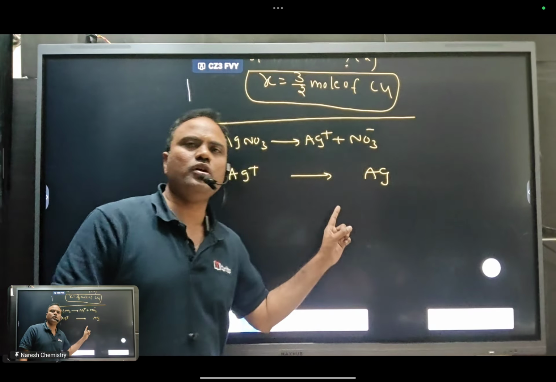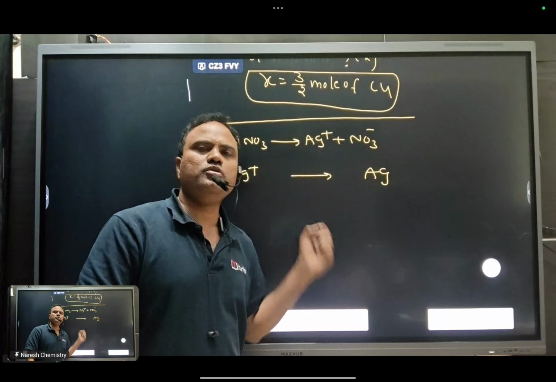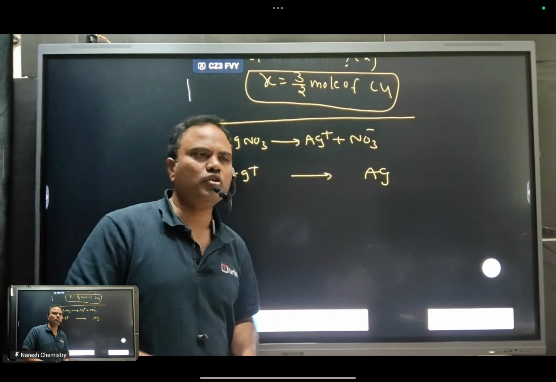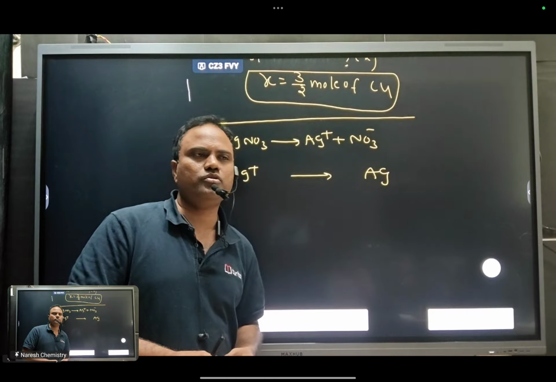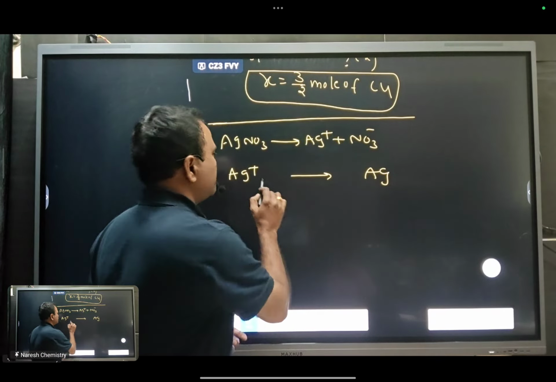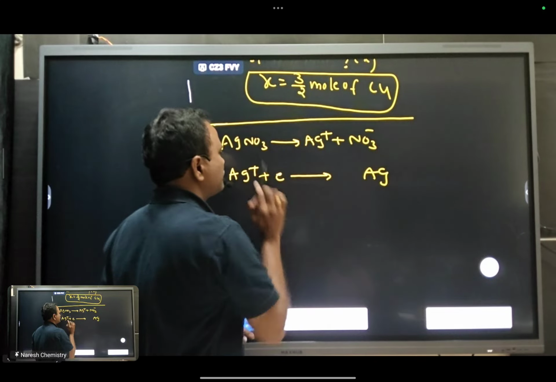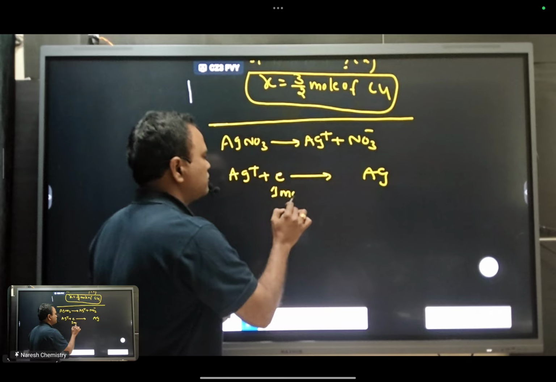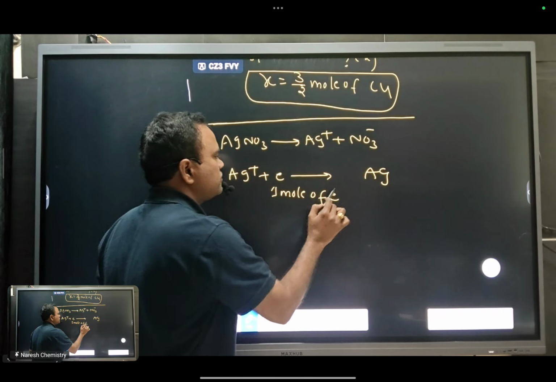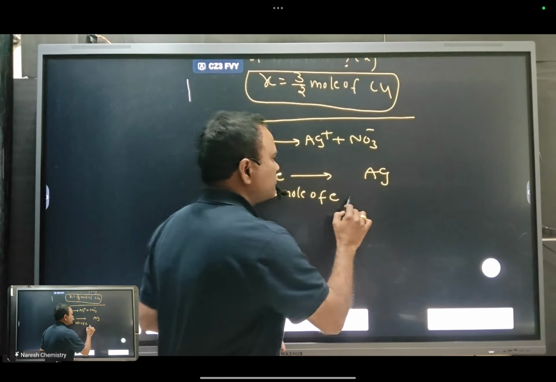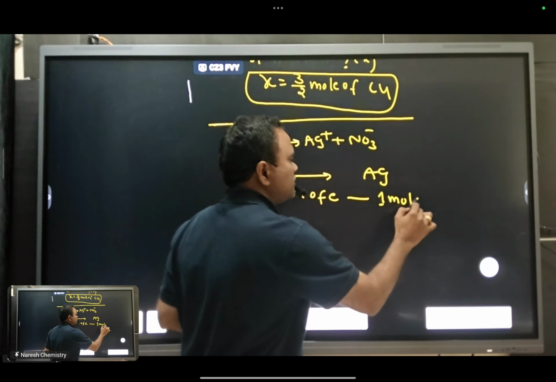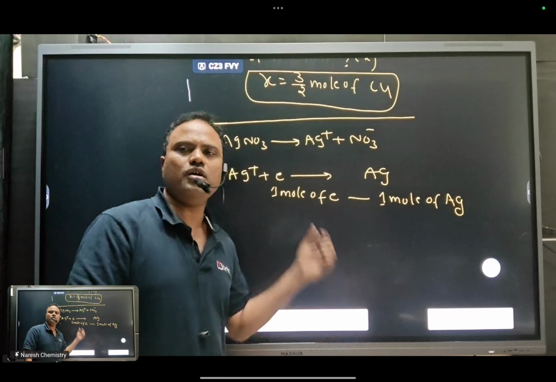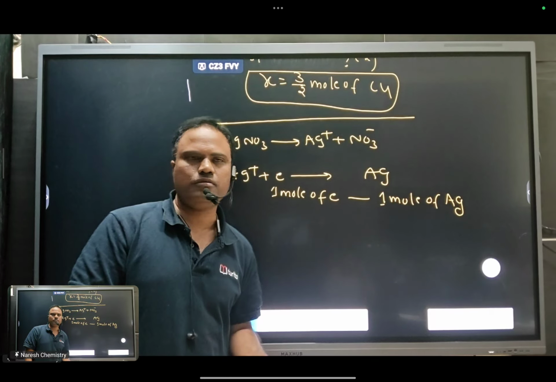Tell me, to get 1 mole of silver, how many moles of electrons do we have to add? Just see the charge. How many positive charges are present? 1 positive charge means 1 mole of electron you have to write. So 1 mole of electrons deposits 1 mole of silver. Based on the charge, we have to write the number of moles of electrons.